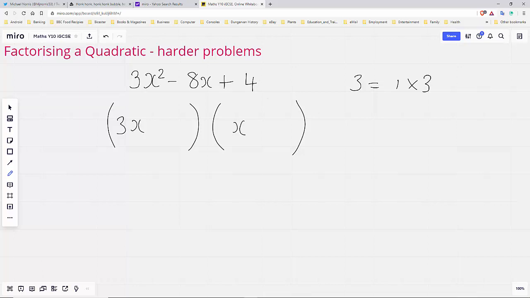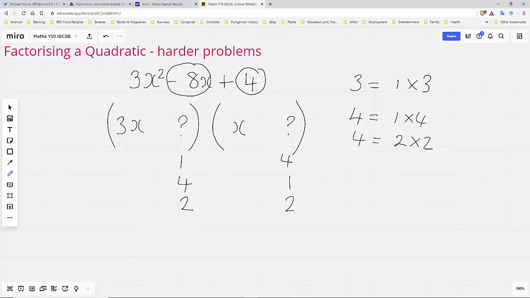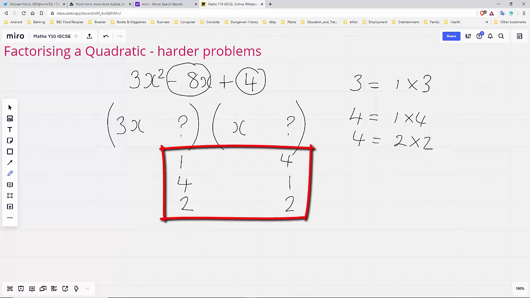Now the next thing to do is to look at this number 4 here. How do we generate a 4? Well, a 4 could be 1 times 4, or a 4 could be 2 times 2. Now in effect what this means is that in this area here and here we could have either a 1 and a 4, or indeed a 4 and a 1, not trivial, or a 2 and a 2. There's our possible options. Whichever we choose, we have to end up generating a minus 8x. So let's see how we can use these pairs of numbers to possibly generate the 8x.